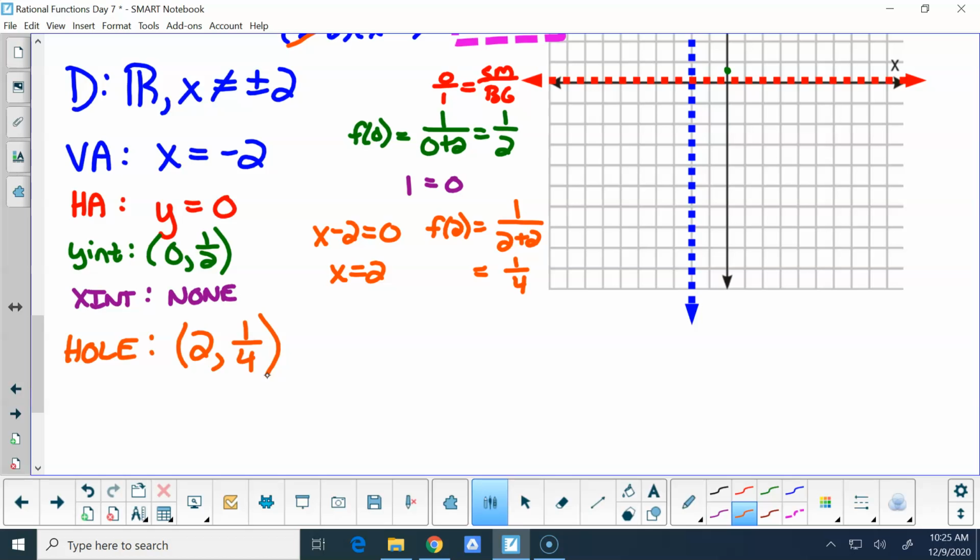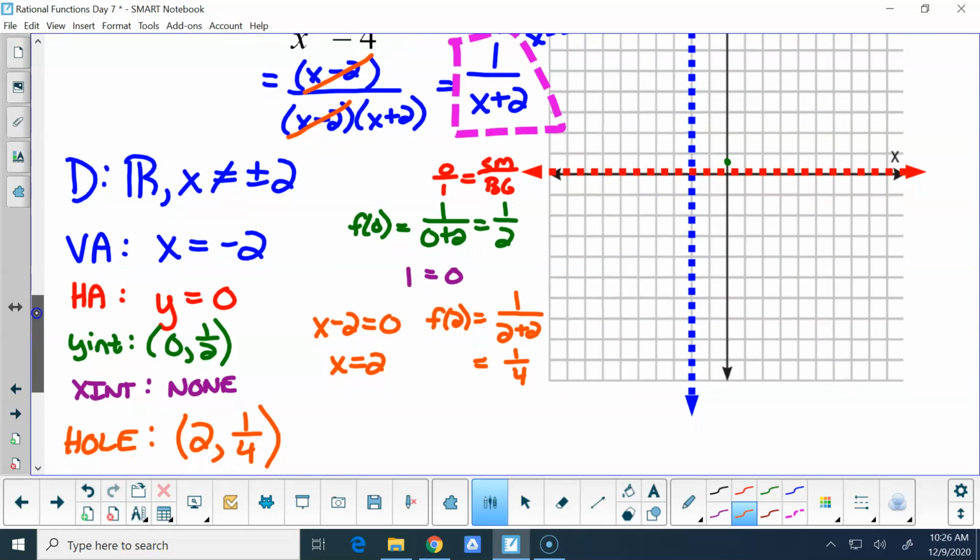And I literally go to my graph. Come on now, scroll up for me. I literally go to my graph, and at 2, comma, 1/4, I put a hole. I don't fill that hole in. I leave it a big open dot.